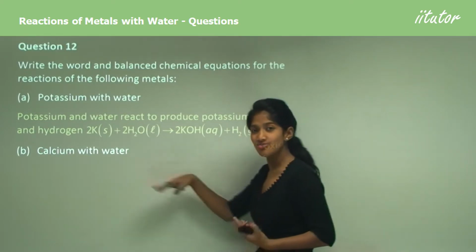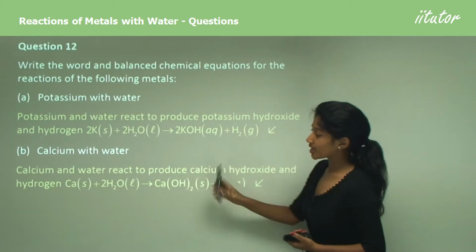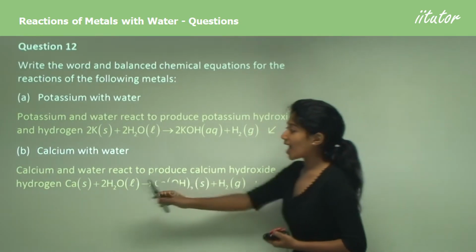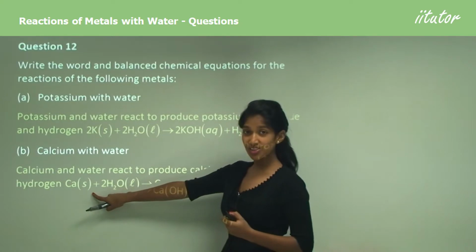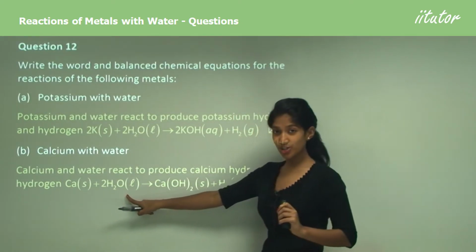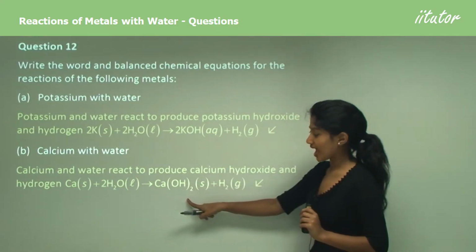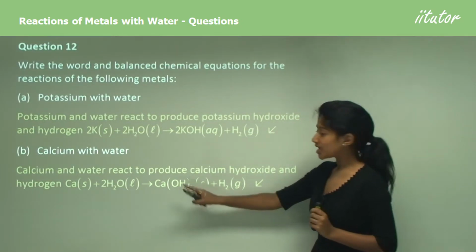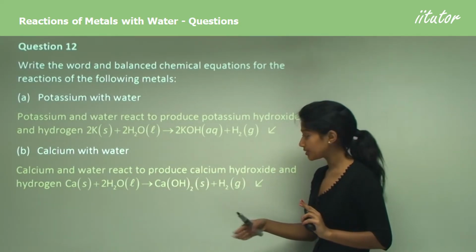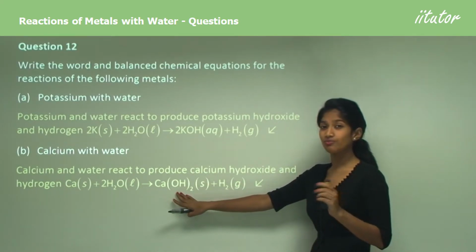Calcium again is a very reactive metal. So we have calcium with water to produce calcium hydroxide and hydrogen. Now calcium, if you refer to your periodic table, is Ca and water is H2O. So when they react, they form calcium hydroxide. Now calcium is from group 2, so it has a valency of +2, and hydroxide has a valency of -1.